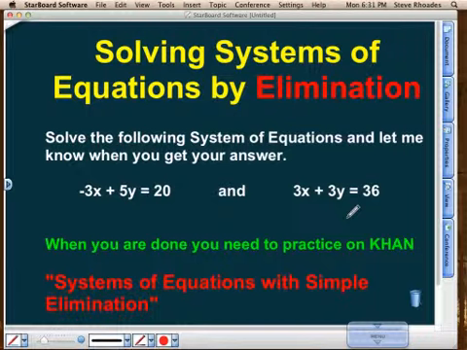If you're correct, you can move on to work on systems of equations with simple elimination on Khan Academy. If you don't have it right, go back and recheck your work. When you get your other answer, you need to check with Mr. Snyder again. Once you get it done, move on to systems of equations with simple elimination.